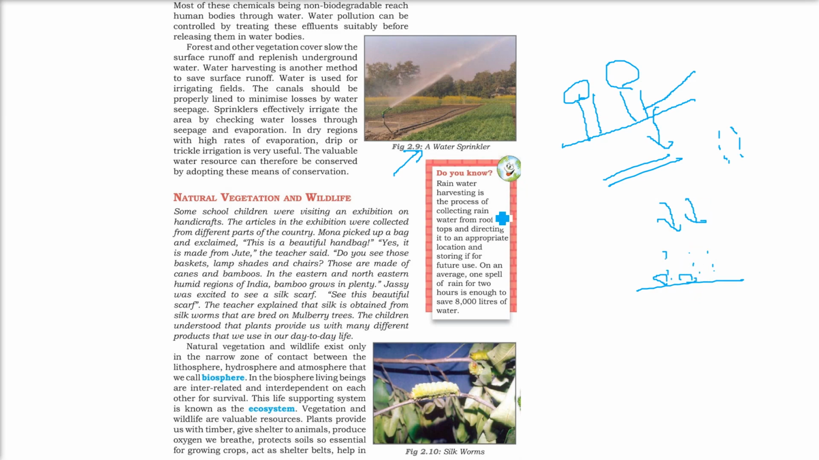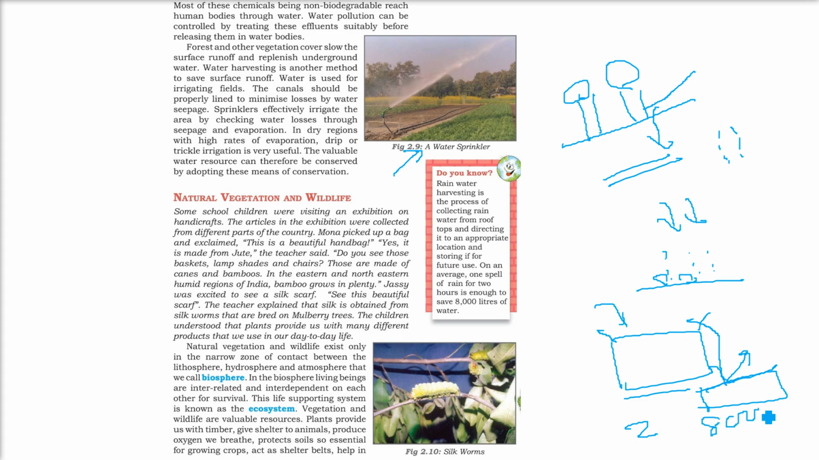Rainwater harvesting is a process of collecting rainwater from rooftops. So if you have your house, there is a roof, you can collect the water. You can have a tank somewhere below, and just collect this water, cover it so that it doesn't evaporate and doesn't get contaminated with other things around, and then you can use this water. One spell of rain for 2 hours is enough to save around 8,000 liters of water. So this is also one good method of rainwater harvesting.